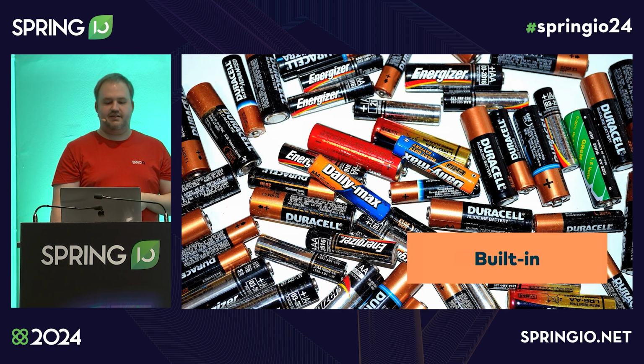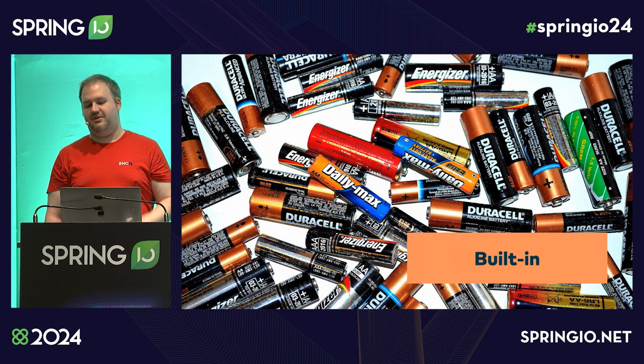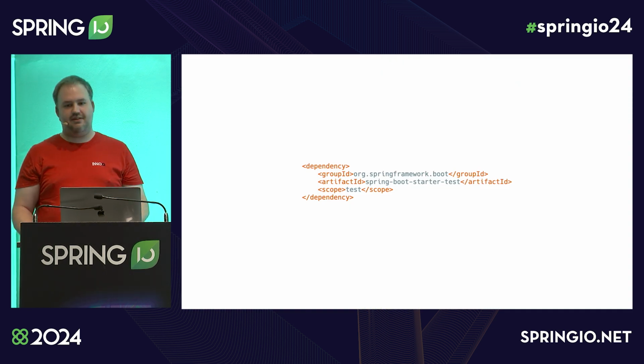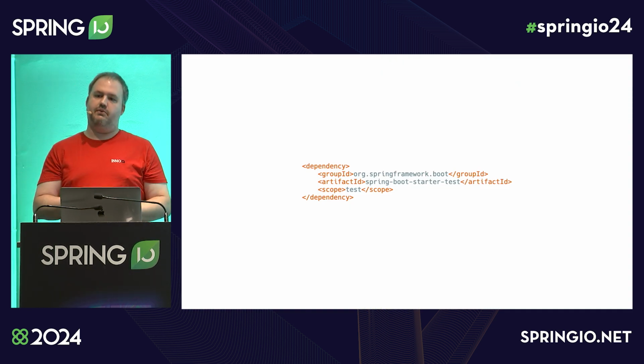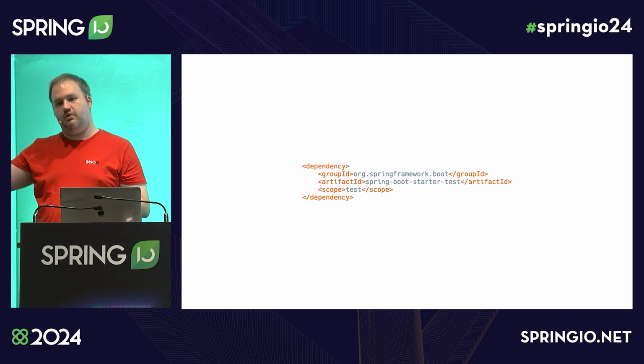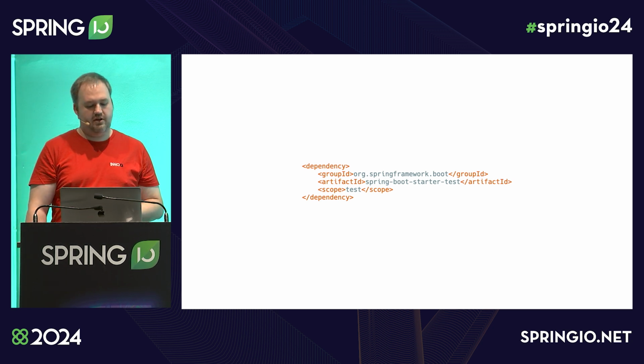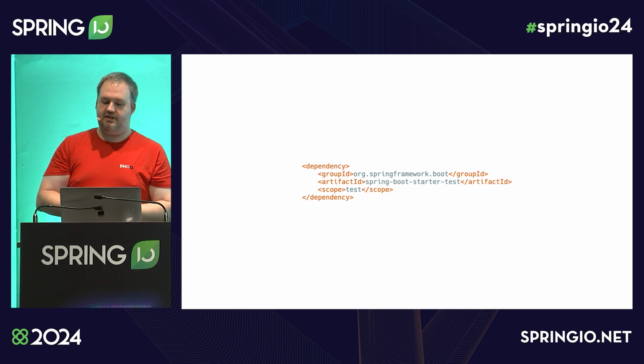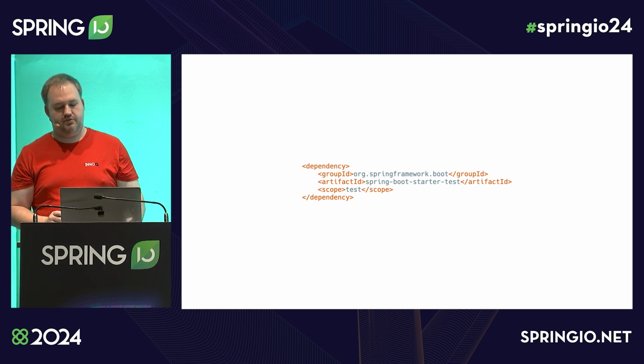So built-in. What's built-in in Spring Boot? So I think the most famous thing that comes with it, when you go to start.spring.io or write your POM by hand or whatever, is you include the Spring Boot starter test. And then you have multiple batteries at hand. But what are these batteries?